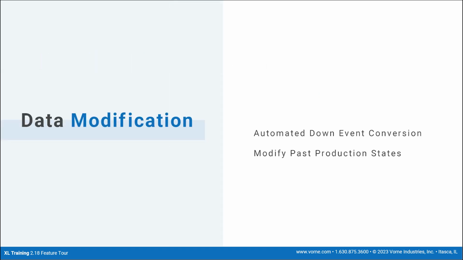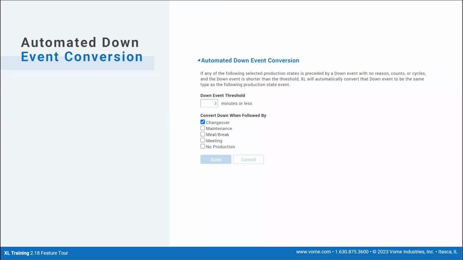XL 2.18 also includes 2 new data modification features. XL already detects short down events before changeovers and can automatically convert them to be part of the changeover. With 2.18, we've expanded this capability to cover more production states. A common scenario is an operator scanning a changeover or planned maintenance barcode after the line has already stopped. Automated down event conversion will make sure you won't have a short down event that isn't indicative of what was really happening on the line.